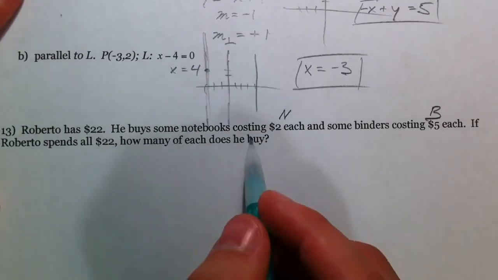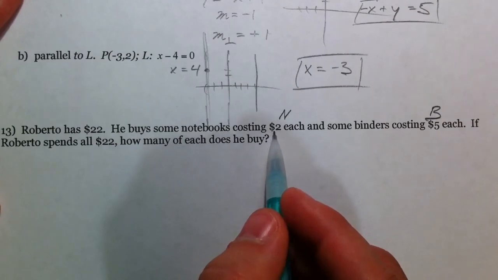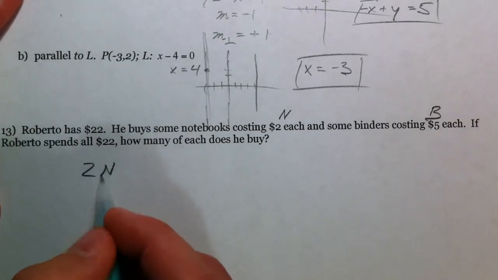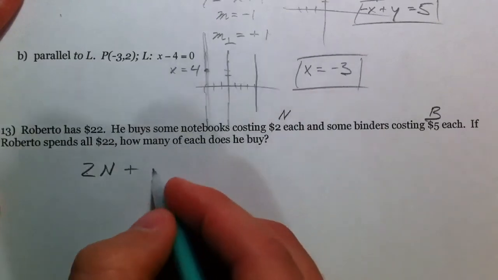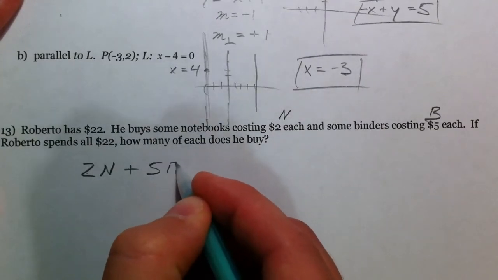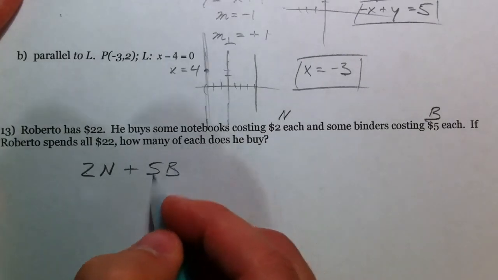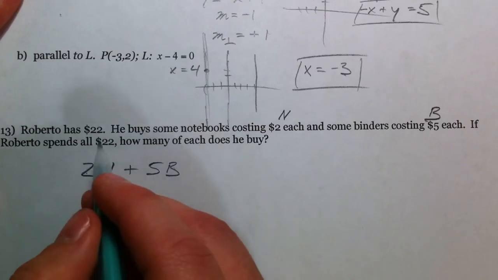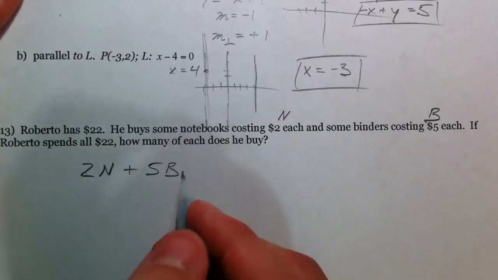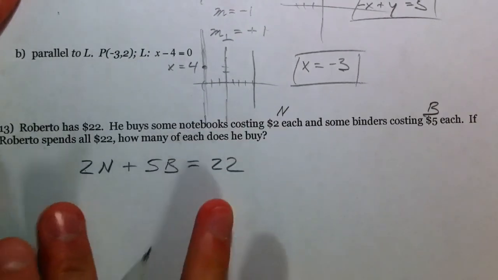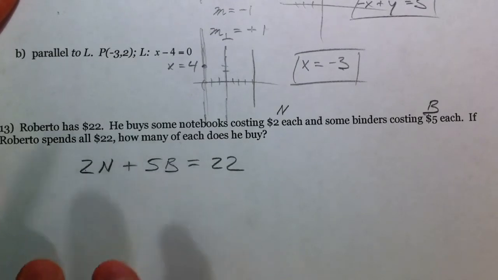So, 2N. Notebooks at $2 each, so each notebook is going to cost $2. Plus binders at $5 each, so $5 times each binder that he buys. So if he bought 2 notebooks, it'd be $10, right? If he bought 2 binders, it'd be $10. And then altogether, he spends $22. So we have to find the one set that works out perfectly.